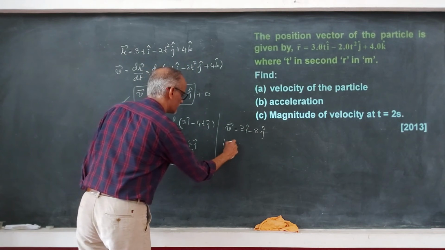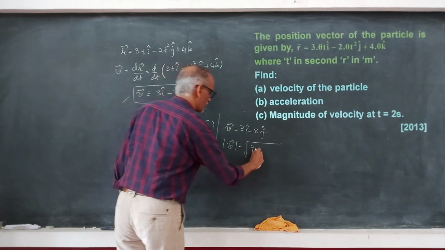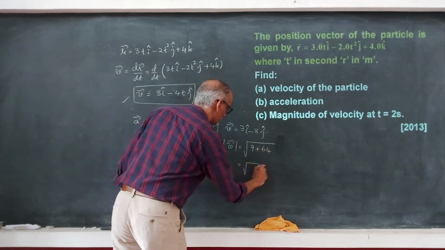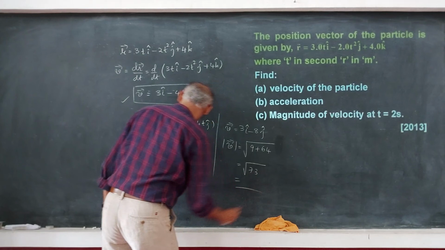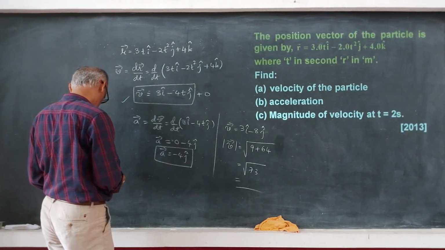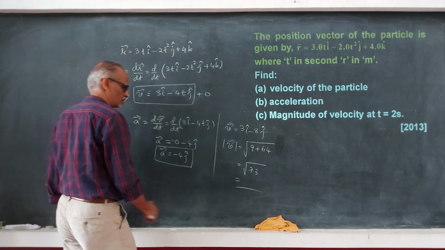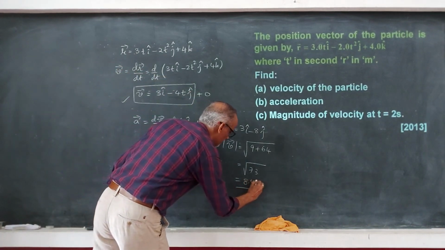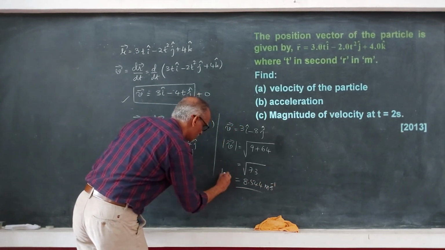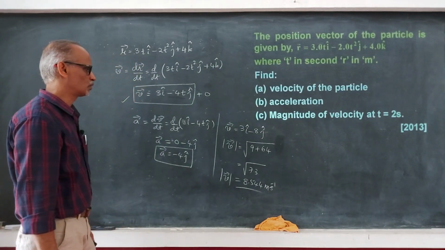So how do you find the magnitude of the velocity? Square root of 3 square, which is 9, plus 8 square, which is 64. That's root of 73. So we can find the value of that, root 73 is 8.544. It's 8.544 meter per second. So that's the magnitude of the velocity at t is equal to 2 seconds.